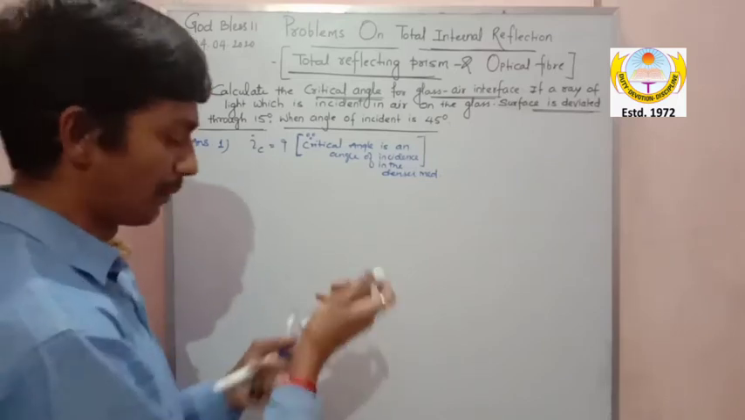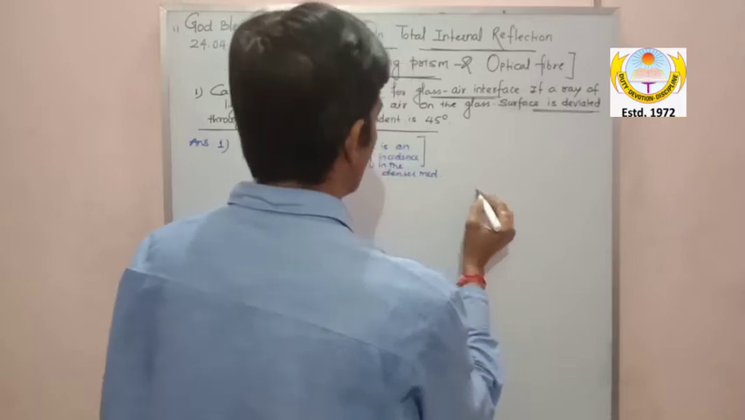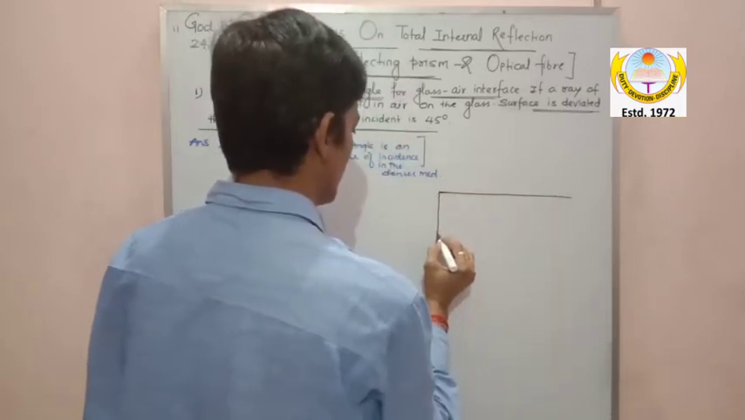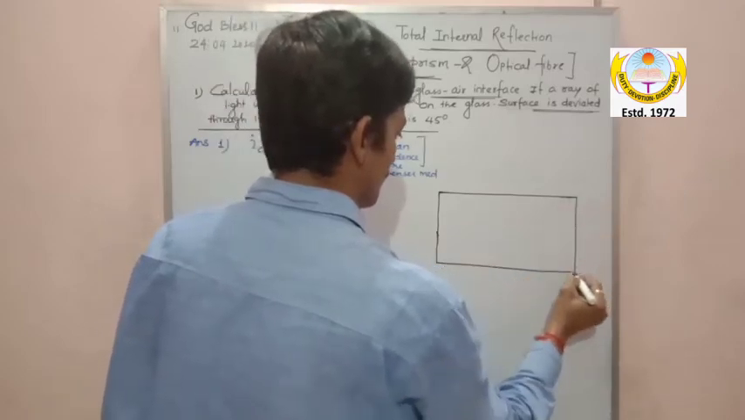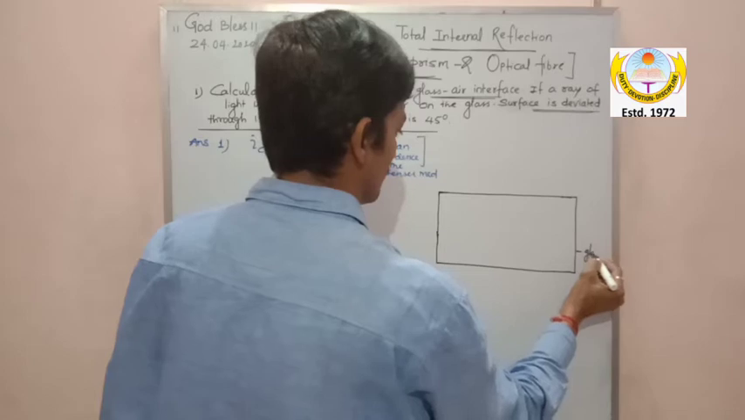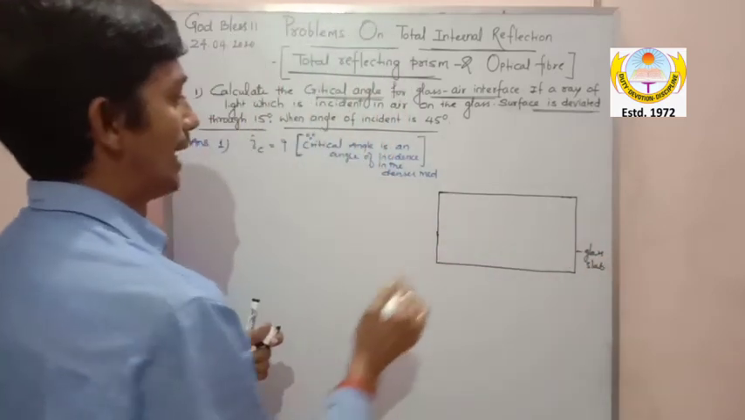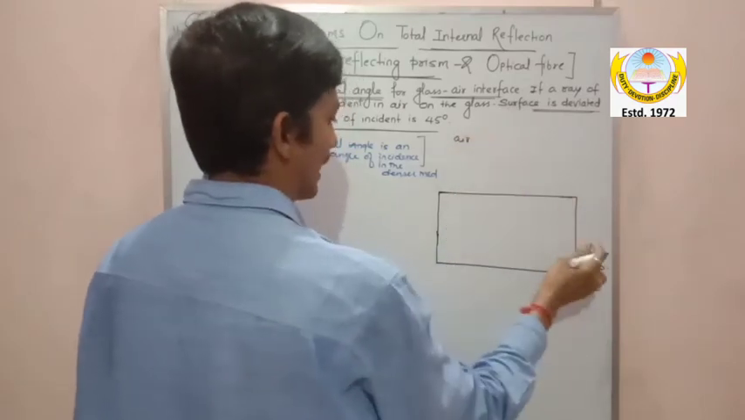And what will be the diagram for this question? Here I am drawing the diagram. Say this is the glass slab. And this is air, right? This is air. This is the glass slab.